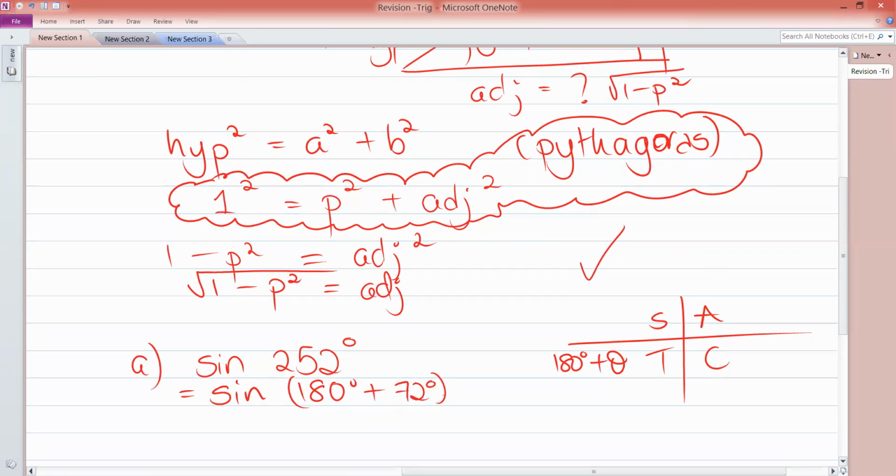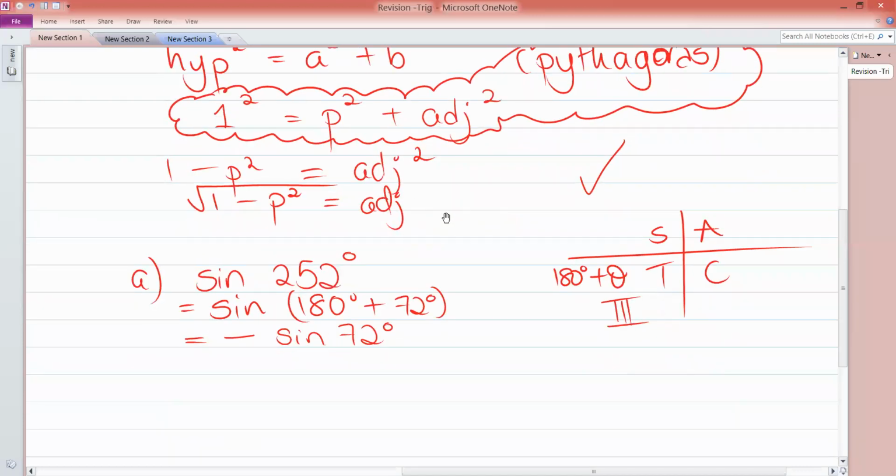Now, based on this, we can now reduce. Remember, if it's in the third quadrant, only tan is positive. So when you reduce it, it's going to end up as negative sine 72 degrees. Remember at the beginning, they told us that sine 72 degrees is equal to p. So this is now negative p. There we go. You get a mark for the reduction and a mark for plugging in your negative p. Remember the other mark came from solving for the adjacent side. Okay, so part A is done.